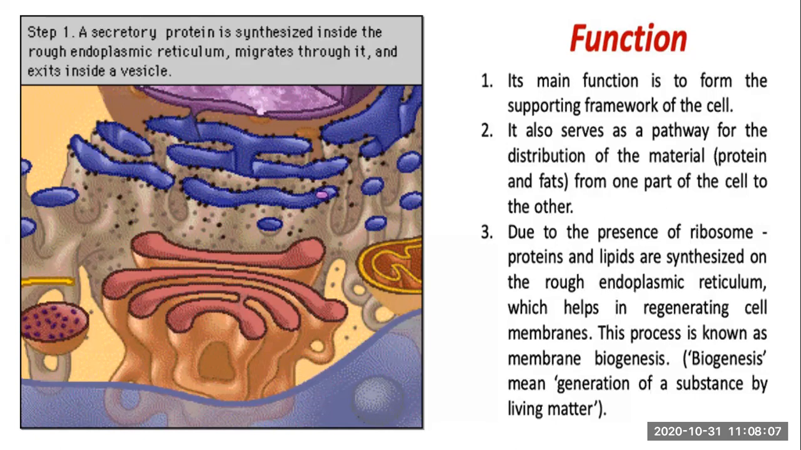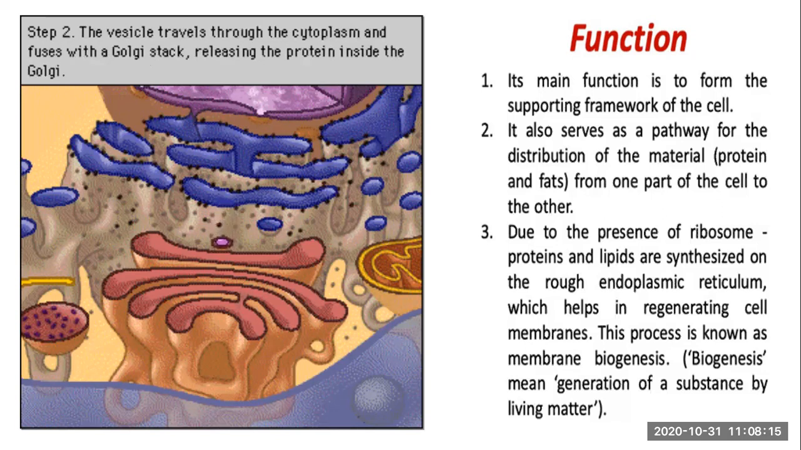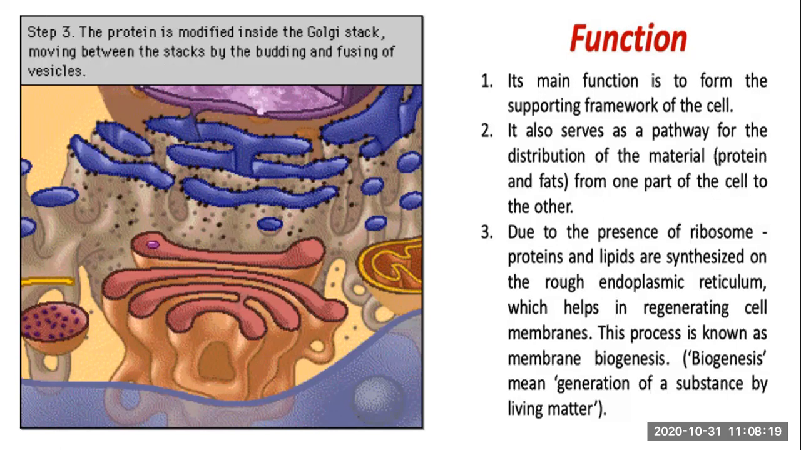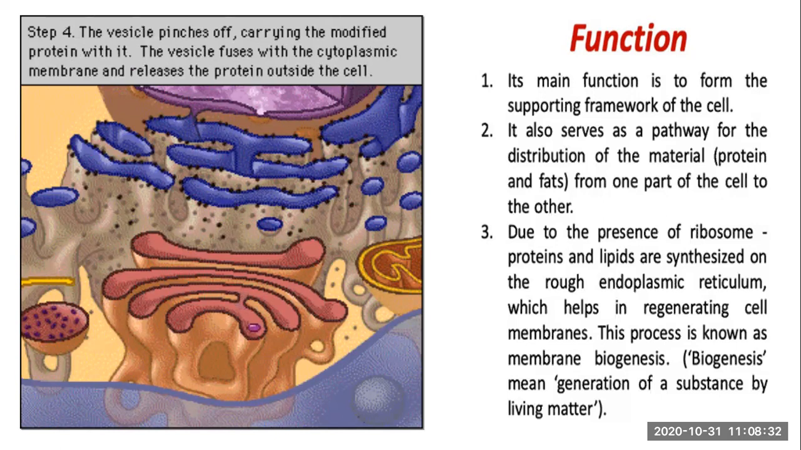So in this way the different types of endoplasmic reticulum can help in protein synthesis. Another function is supporting the framework of the cell, because the endoplasmic reticulum can cover almost 12 to 13% of the cell mass, so it can provide all the supporting framework to the cell. So this is another function, as earlier we discussed.